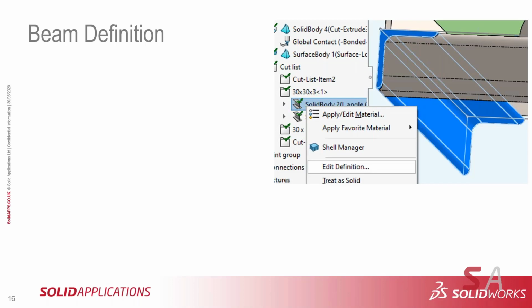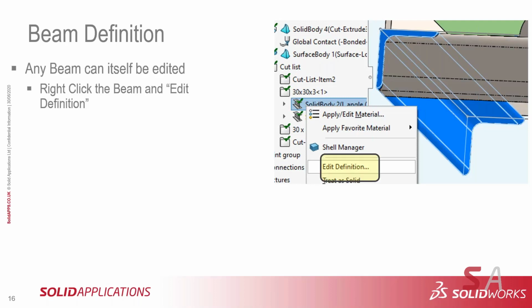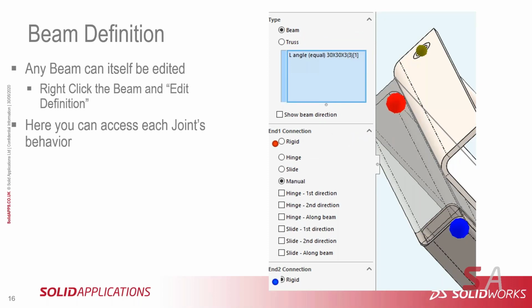Beam definition. You can edit the actual definition of any beam by simply right-clicking on the beam and choosing Edit Definition. And what do you see when you edit the definition of a beam? Well, you're going to have a bird's eye view of the joints. Now you can turn it into a truss, in which case the end points have no resistance to rotation at all. Or you can individually address the beams.